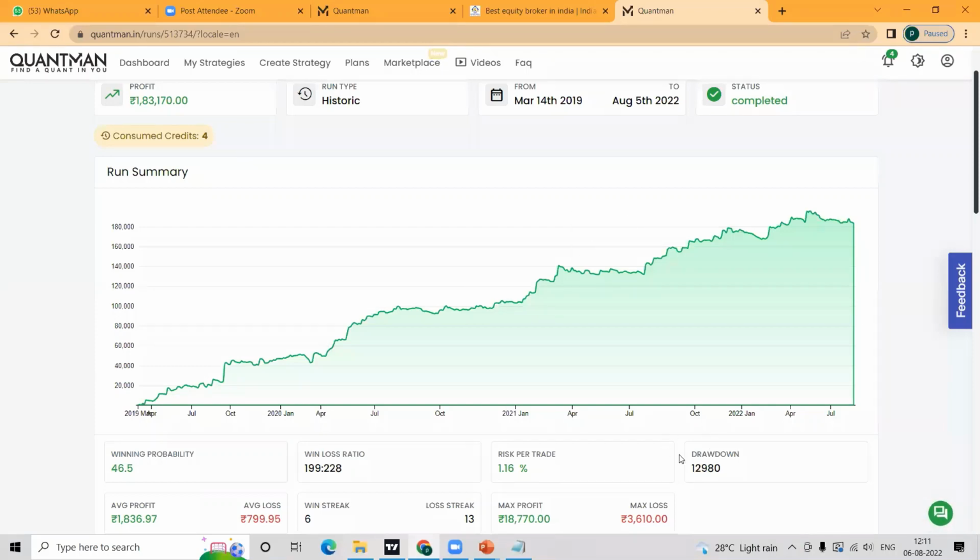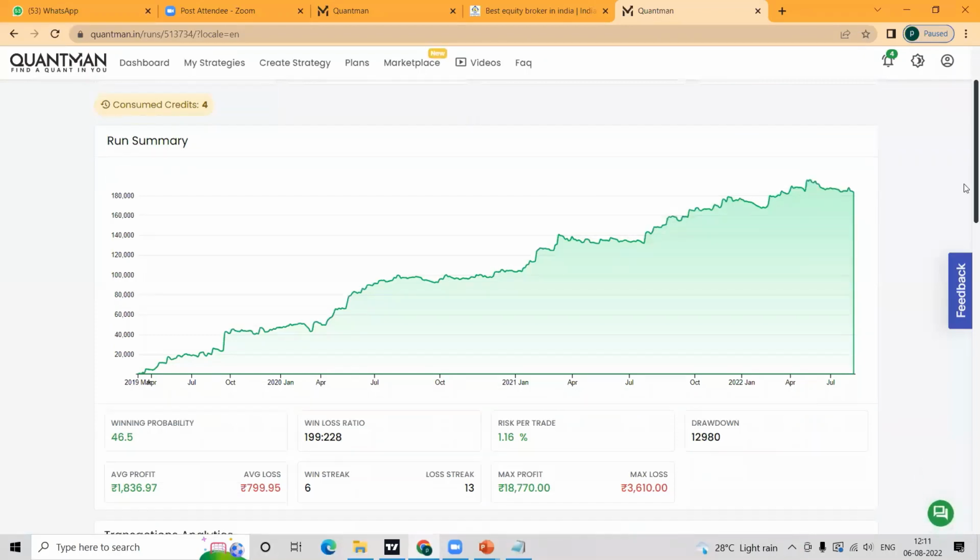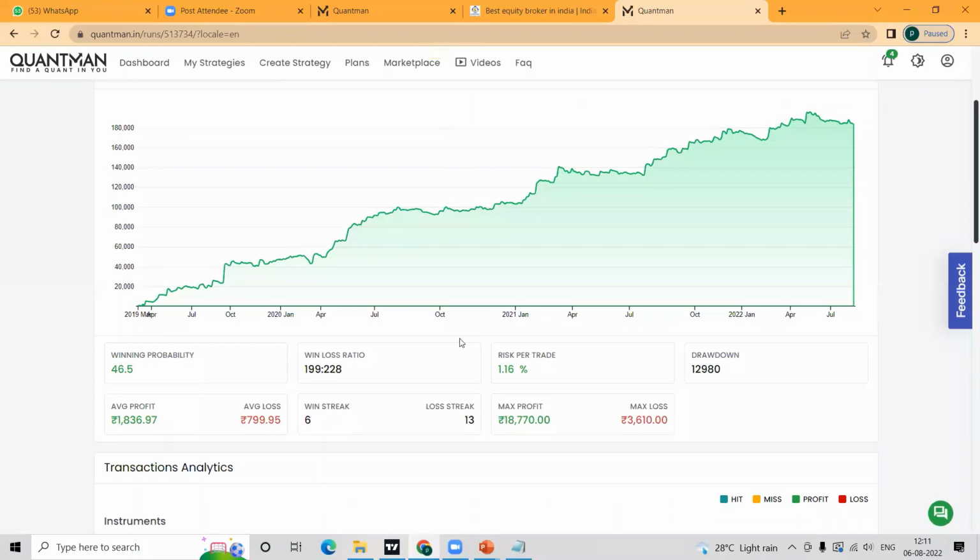So if you are having 25,000 to 50,000 in your account, you are going to initiate with 1 lot. Winning probability: out of 10 trades, in 4 to 5 trades we are making money. Risk per trade, I will come and teach you later. Can you see that the max loss in the past is just 3,600 rupees.